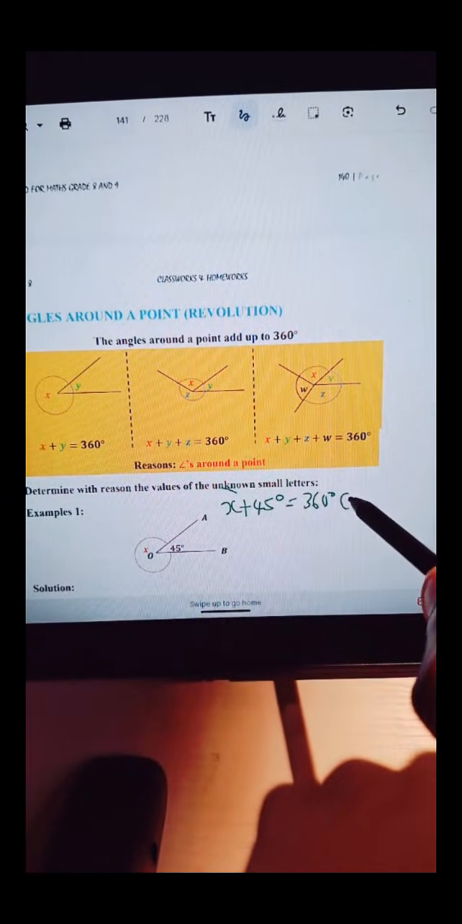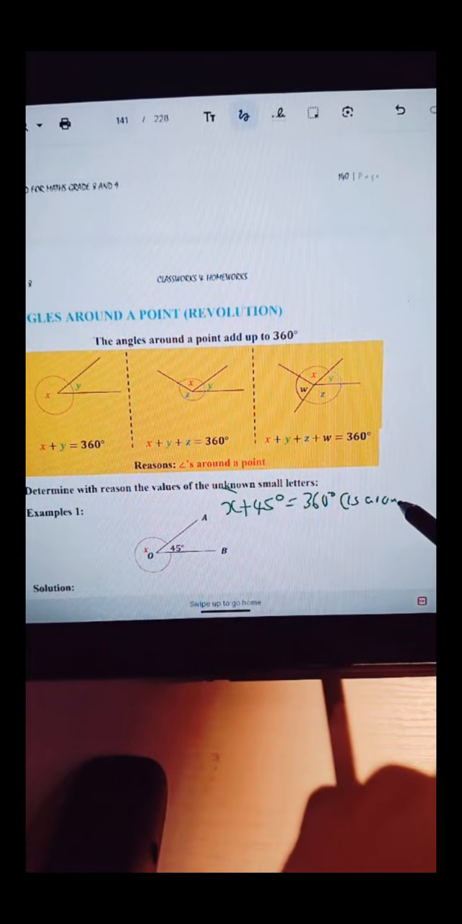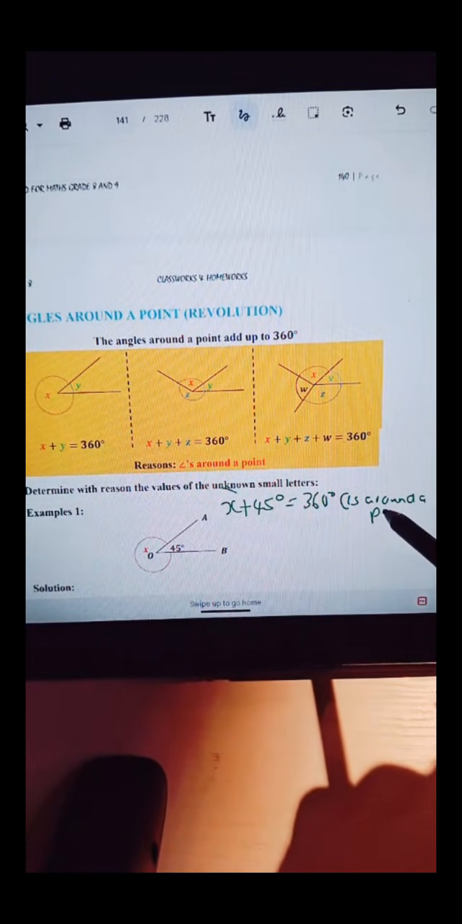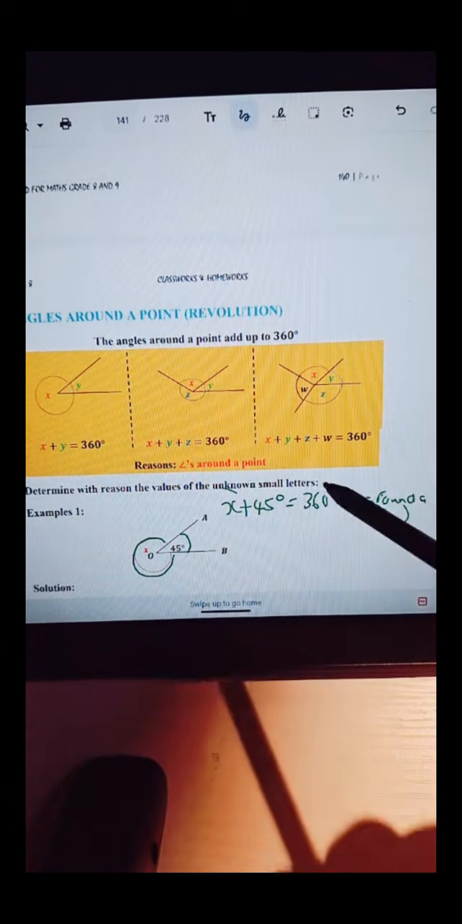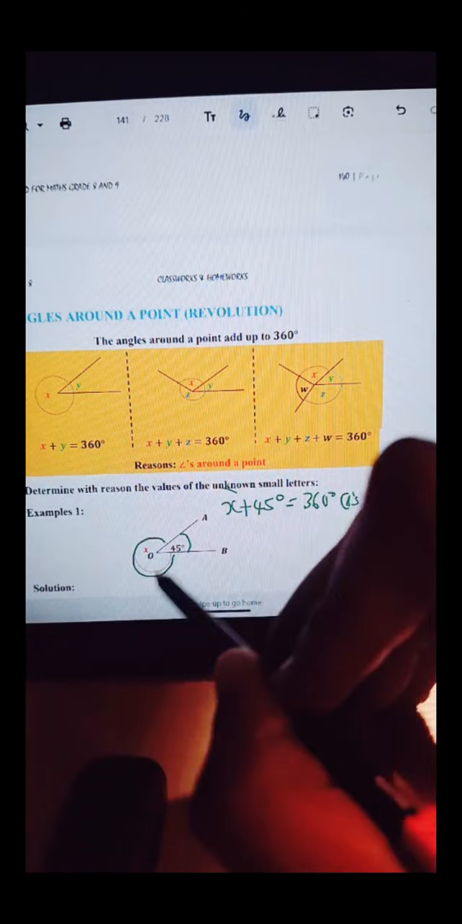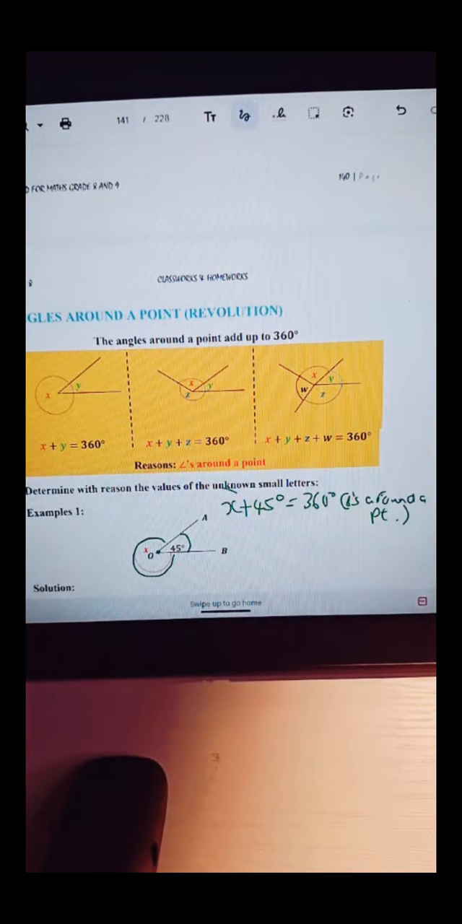Reason? Angles around a point. Okay, does that make sense, guys? So we say this X plus this 45 degrees is equal to 360. Okay, these two angles around this point. Does it make sense, guys?